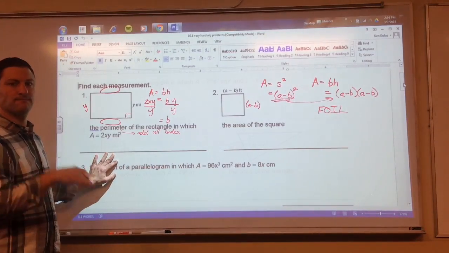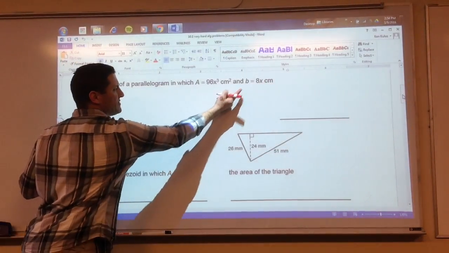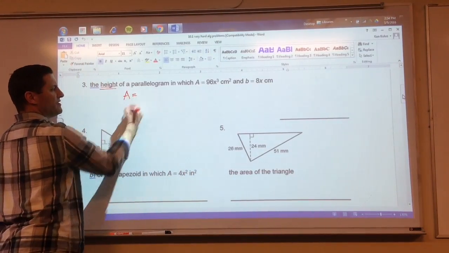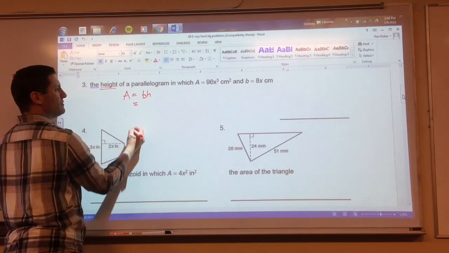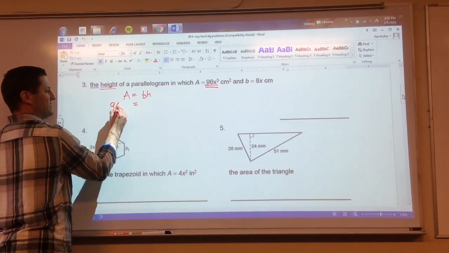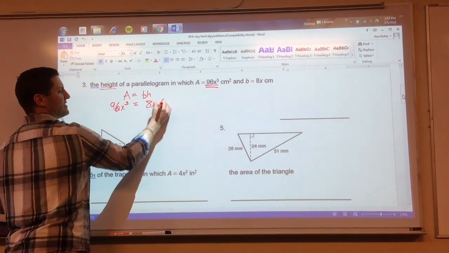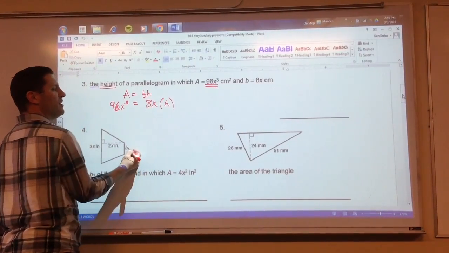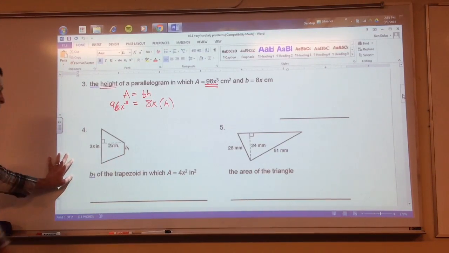Outside, inside. Okay, they want us to find height of a parallelogram given an area and given a base. This is one we did yesterday in our example problems. Area of the parallelogram is base times height. So plug and chug. Area, 96, 96 x cubed equals the base, 8x times the height, which I don't know, h. It's an algebra problem, get the h by itself. I'll let you try that.